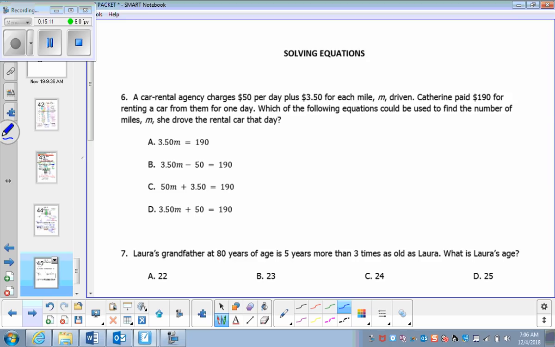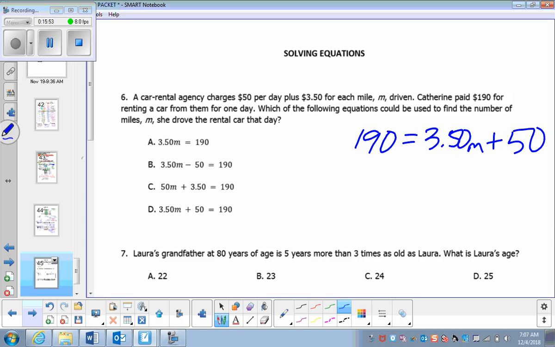All right, now we are on page 21. A car rental agency charges $50 per day and $3.50 for each mile. Catherine paid $190 for renting the car for 1 day. Which of the following equations could be used to figure out how many miles she drove renting the car that day? So we're told that it's $50 per day. We're also told that she paid $190 just for that 1 day. So we already know she rented for just the 1 day.